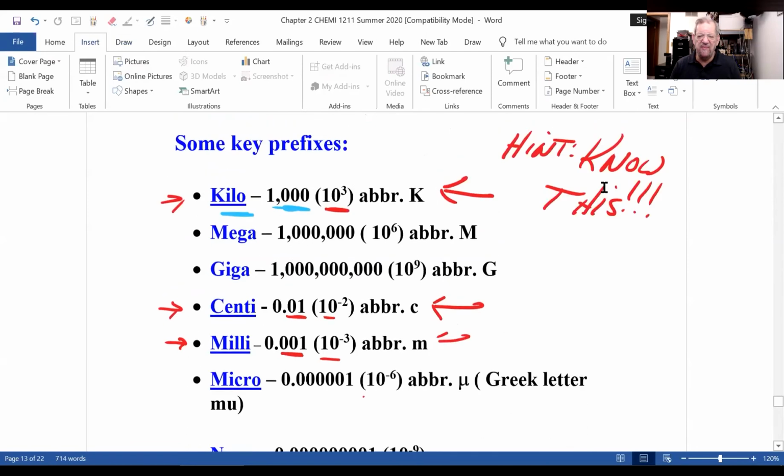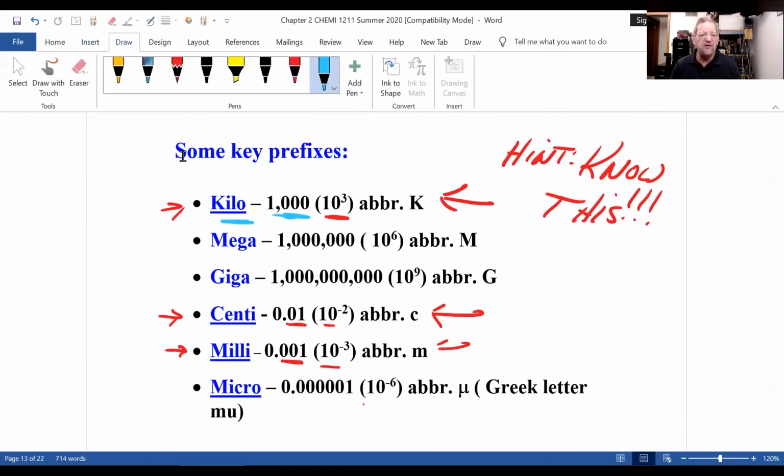But from this table, you should know kilo. If asked on a test what the prefix kilo means, you can either put down 1,000 or 10 to the third. If asked what centi means, 10 to the minus 2 or 0.01, or 100th. If asked what milli means, like in milliliter, you should know it's 1,000th, 0.001 or 10 to the minus 3.